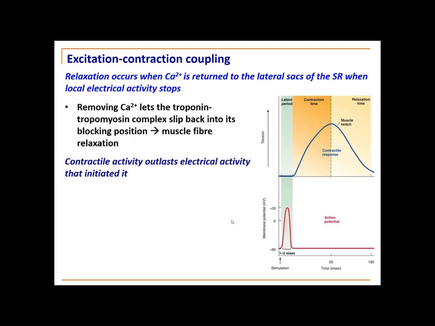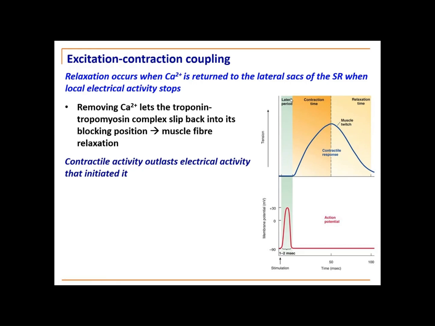But it's important to note that the contractile activity outlasts the electrical activity that initiated it in the first place. If we're looking at this image on the right-hand side, the bottom part is looking at membrane potential, so the voltage change against time, whereas the upper bit is looking at tension, or contractile response. You can see, looking at the stimulation, a single action potential in a skeletal muscle cell lasts around 1 to 2 milliseconds. But the onset of contraction lags this. In fact, as can be seen in this image, electrical activity is complete before contraction even begins. And this delay between stimulation and the onset of contraction is called the latent period, which is shown up there.